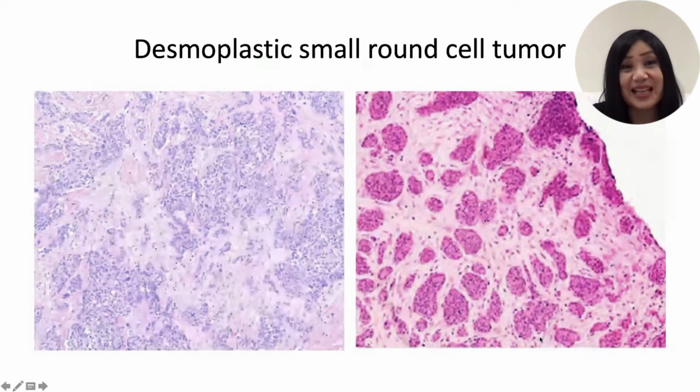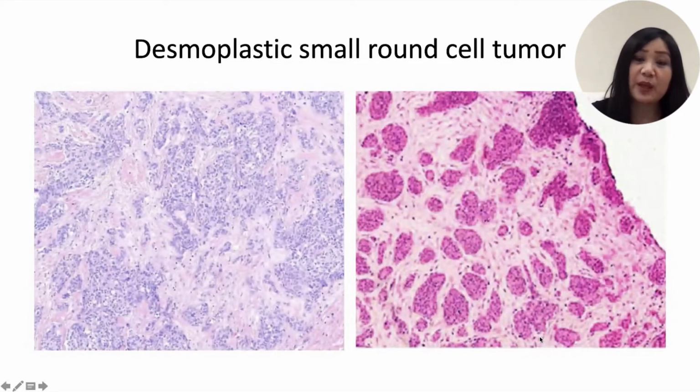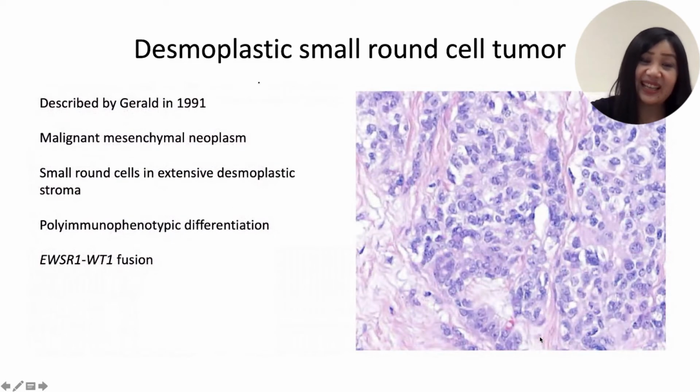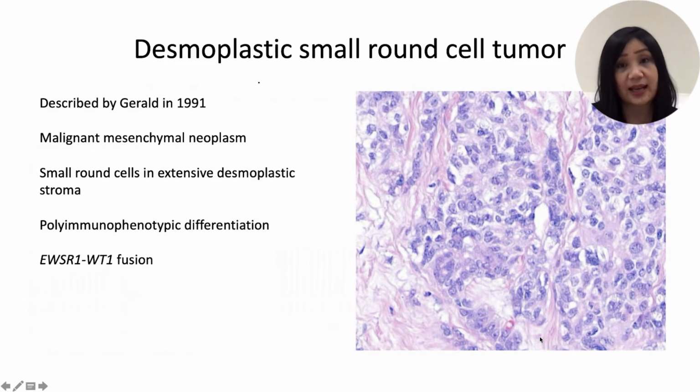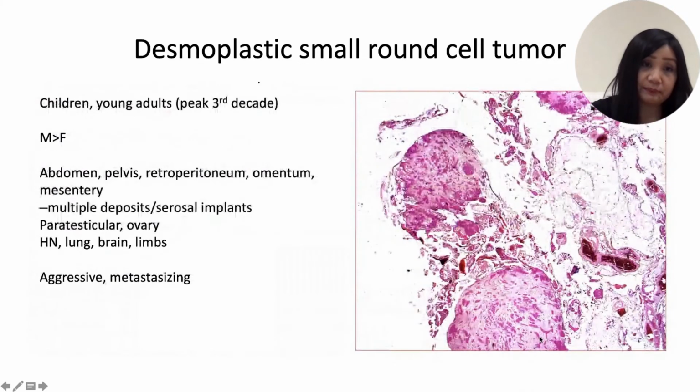So moving on to desmoplastic small round cell tumour, briefly, because most of us are very familiar with the morphology of this in the clinical setting. This was first described about 30 years ago by Dr. Gerald and is defined as a malignant mesenchymal neoplasm in which small round cells, very Ewing-like, are present in extensive desmoplastic stroma. And this is known for its polyimmunophenotypic profile. So it is positive for a variety of markers of various lineages, and it is characterized by EWSR1 WT1 fusion.